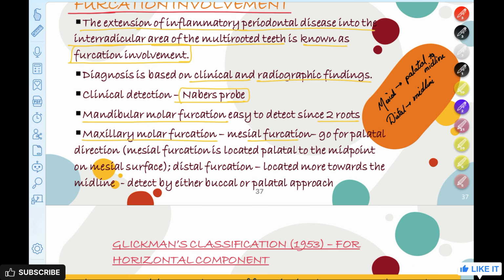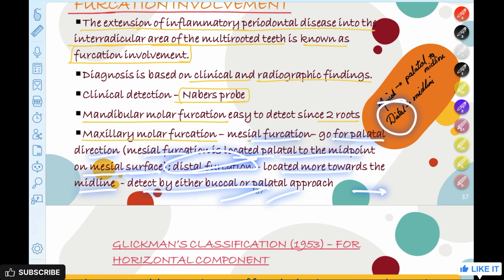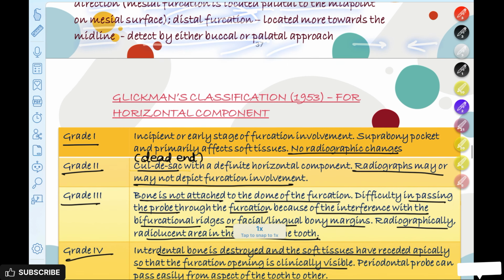So for the mesial furcation, go from the palatal direction. Mesial furcation is located parallel to the midpoint on the mesial surface. Distal furcation is located more towards the midline, detected by either buccal or palatal approach. How to check distal furcation? By buccal or palatal approach.